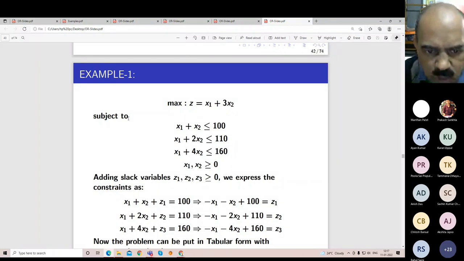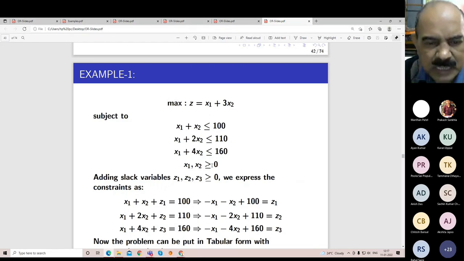Subject to x1 plus x2 less than or equal to 100, x1 plus 2x2 less than or equal to 110, then x1 plus 4x2 less than or equal to 160. You can see the right hand side elements, the resource levels, are 100, 110, 160. And our x1, x2, the actual variables we are interested to find out, are non-negative.